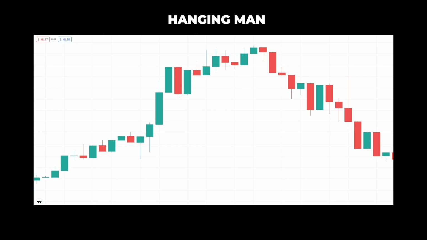And the inverse of that is called the hanging man. The hanging man is a single candlestick pattern which is formed at the end of an uptrend and signals a bearish reversal. So when you see this type of candlestick appears at the end of an uptrend, you should expect a downtrend and you can sell or short.